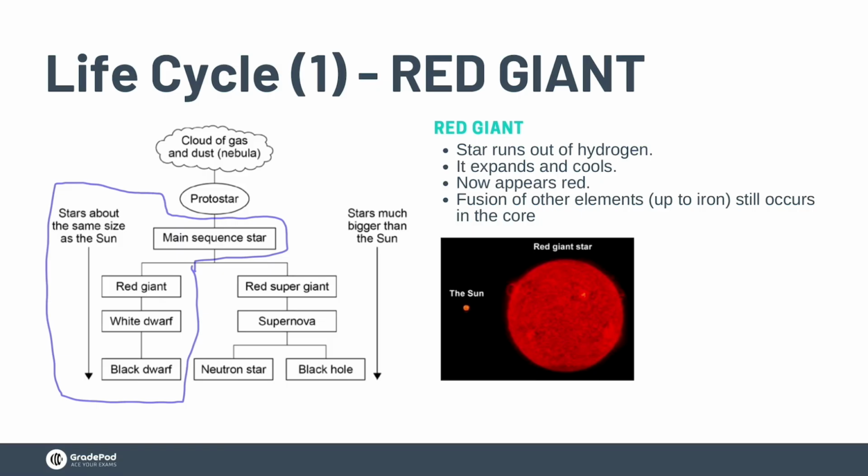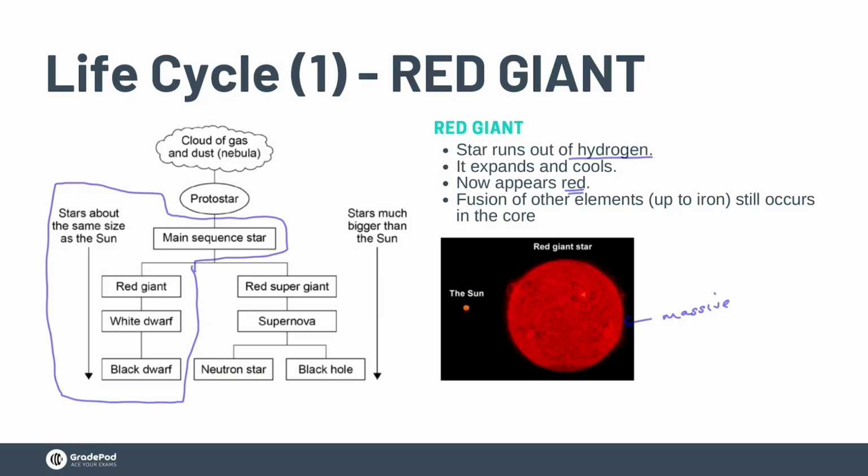Well, what is a red giant? Let's have a look at this picture here. This is not a photo, obviously. This is a diagrammatic representation of a red giant next to the sun. But that is what our sun's going to turn into. Eventually, our sun will run out of hydrogen and it won't be able to fuse hydrogen anymore. What it does is it expands, as you can see, it's massive, and it cools down. And when it cools down, it begins to appear red.